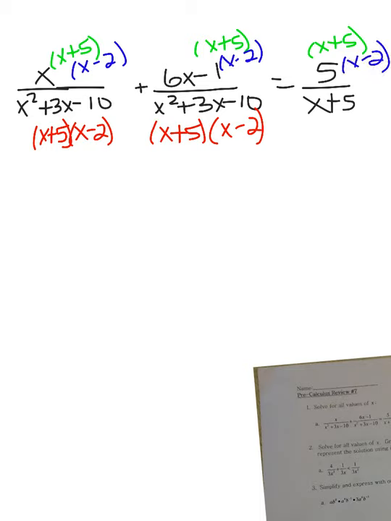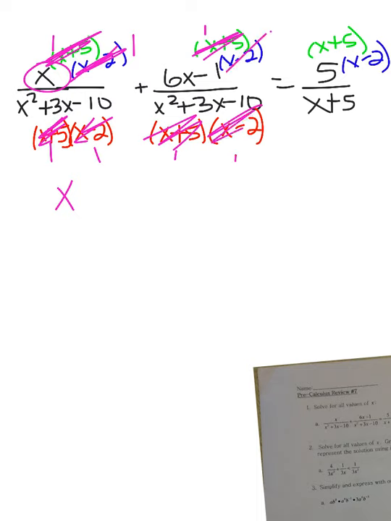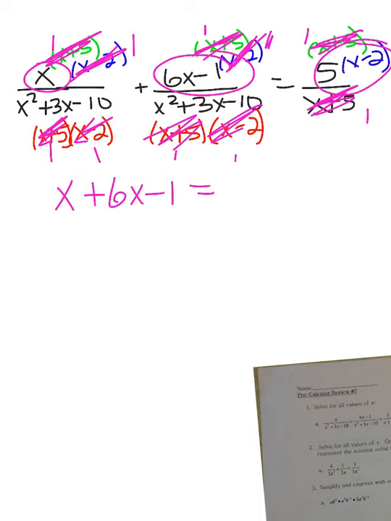All right, so now what we do is we reduce. x plus 5 reduces to 1 and 1. x minus 2 reduces to 1 and 1, so I'm left with x. x minus 5 reduces to 1 and 1. x minus 2 reduces to 1 and 1, so I'm left with plus 6x minus 1. x plus 5 and x plus 5 here reduce to 1 and 1, so I'm left with 5 times x minus 2.